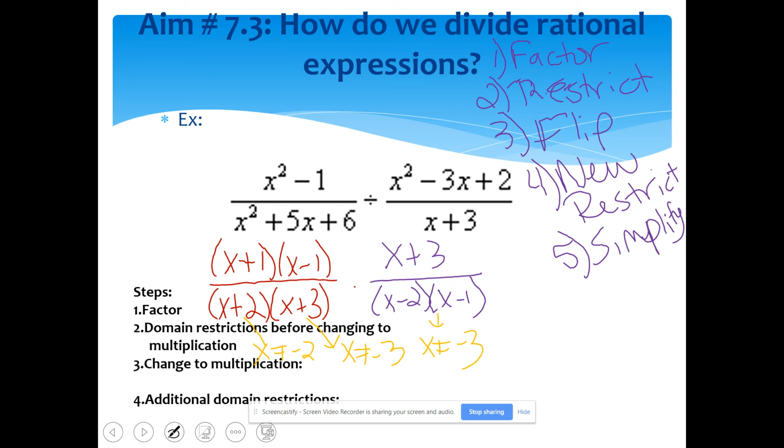Step 4, find new restrictions if there are any. Well, there are. This x minus 2 has a restriction at 2, and the x minus 1 has a restriction at 1. So we did our factoring. We did our first restrictions that got us negative 2, negative 3, and negative 3. We did our flip or reciprocal. We have our new restrictions at positive 2 and positive 1. Now we can simplify.